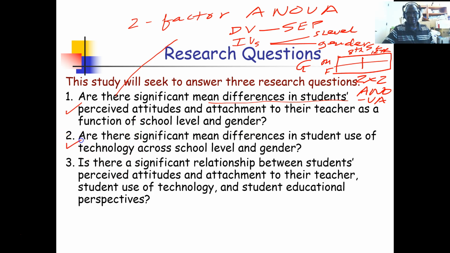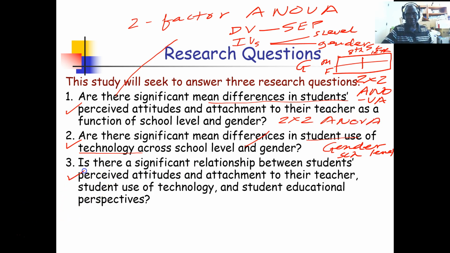For the second research question, we look at the same independent variables, gender and school level. But this time the dependent variable is student use of technology. So this was also a 2x2 analysis of variance.